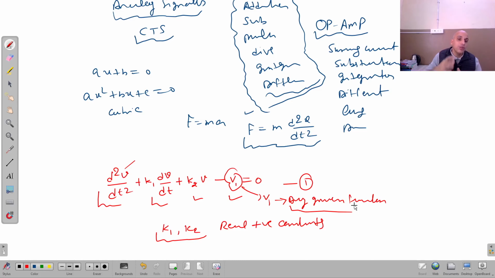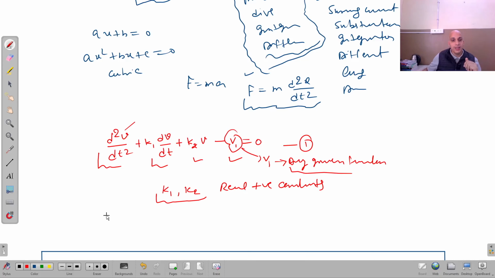Our intention is to solve this differential equation, and when I solve it, what will I get? I will get v as a function of time. This will be the solution of this differential equation because it is a second order differential equation. After solving it, I will get v as a function of time, right? So this is the purpose of solving this differential equation. v can be any physical quantity involved in this equation. It can be a volume, pressure, current, any physical quantity, right?